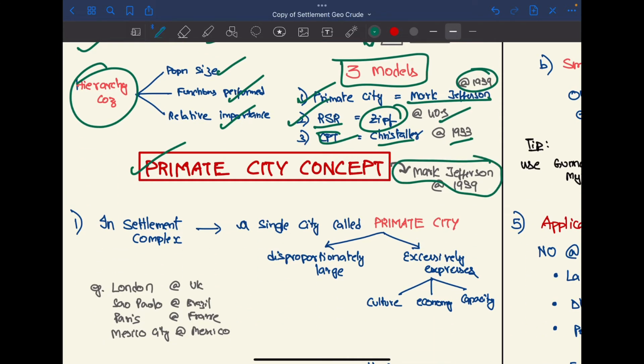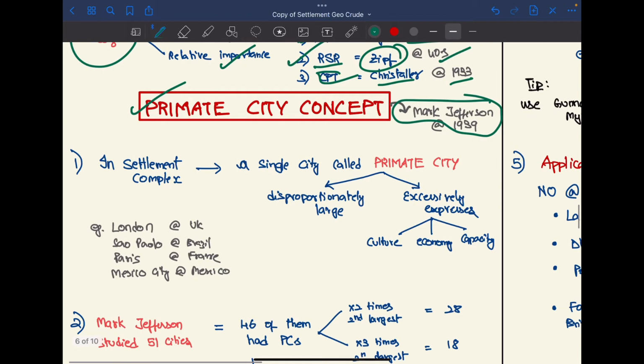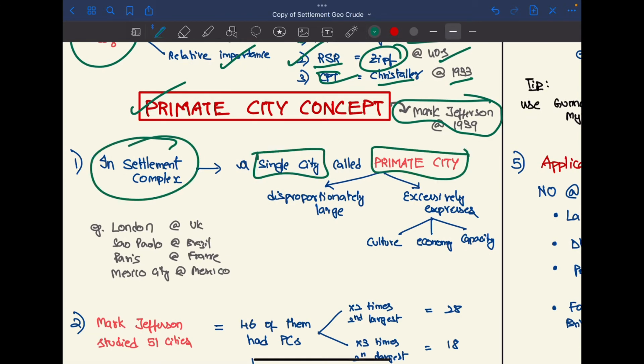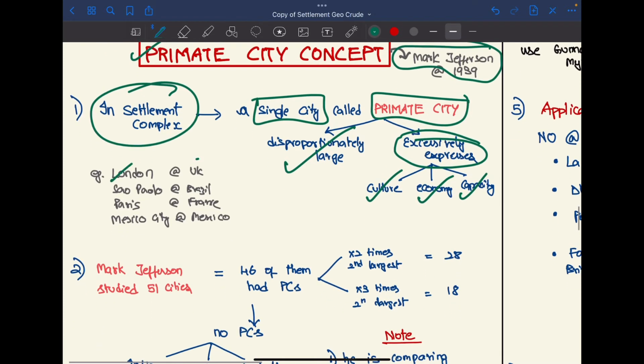This was given by Mark Jefferson in 1939. According to him, in a settlement complex, there is a single city called the primate city, which is disproportionately large, and it will excessively express the country's culture, economy, and capacity. For example, London for UK, Sao Paulo for Brazil, Paris for France, and Mexico City for Mexico.